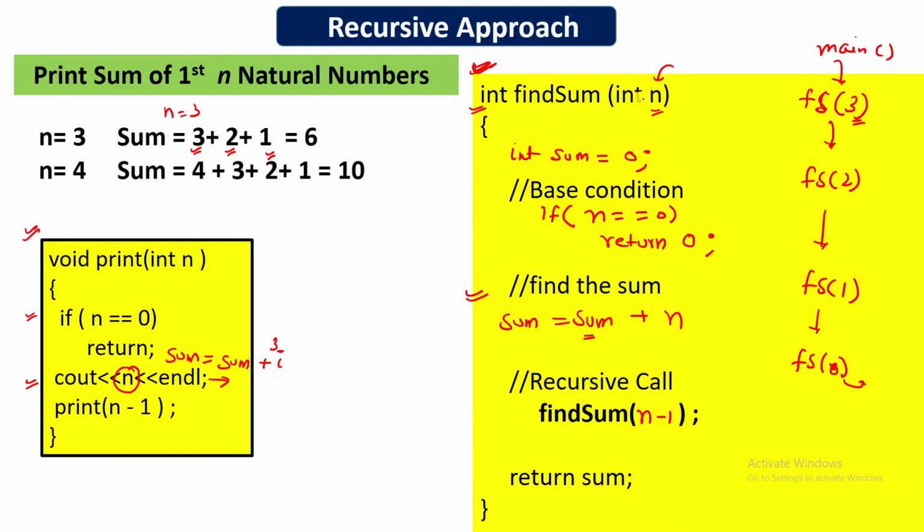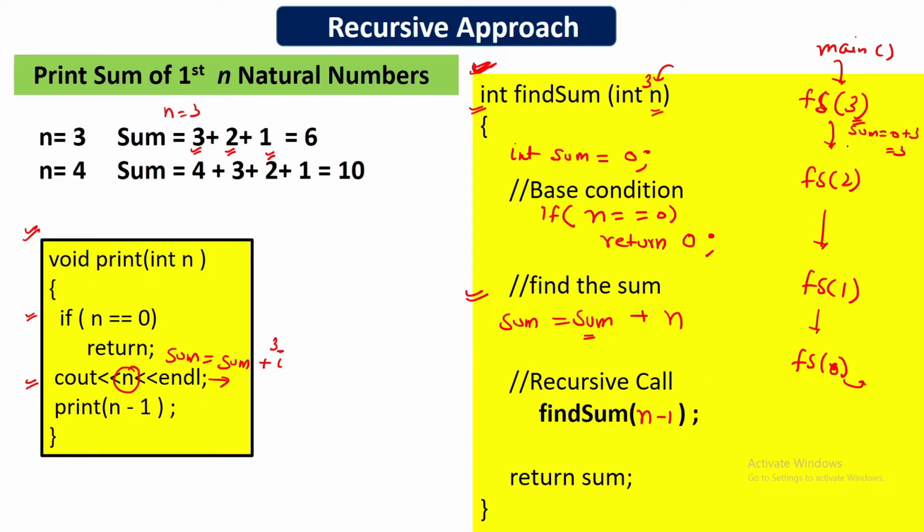So let's say from the main function we got n equal to 3. Here sum equal to 0. Now if n equal to 0, we'll check, no, so we will add this 3 with the sum. So sum will become 0 plus 3, it will be 3. Now after this I am calling find sum n minus 1. After this call we have the return sum also.